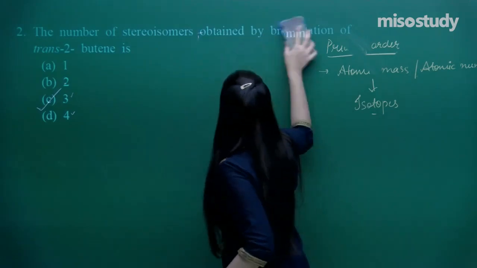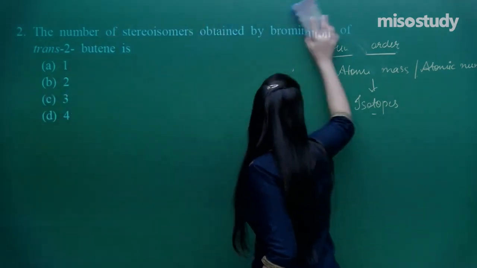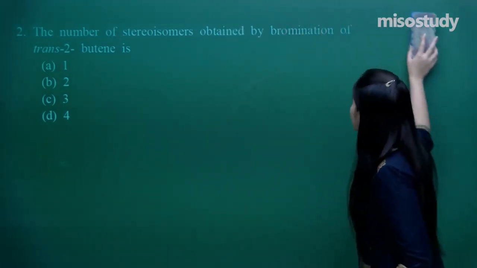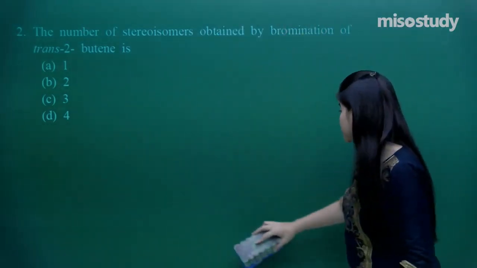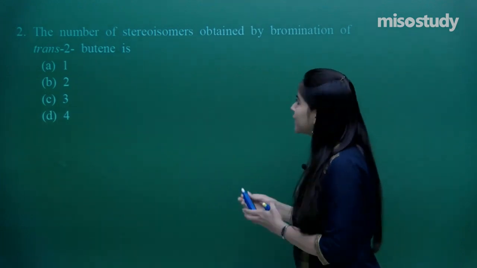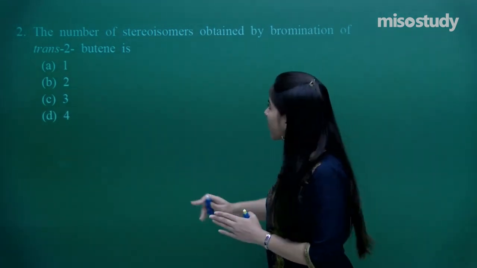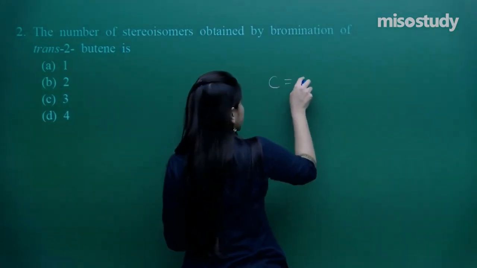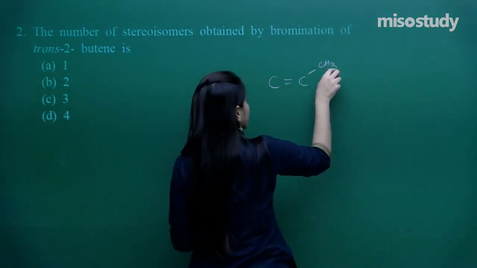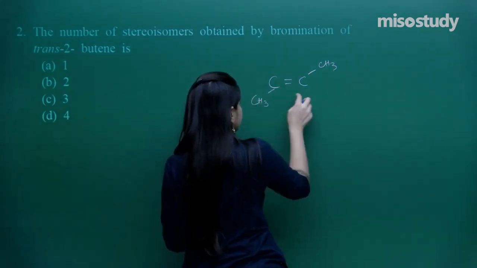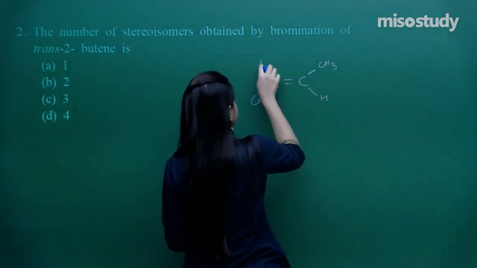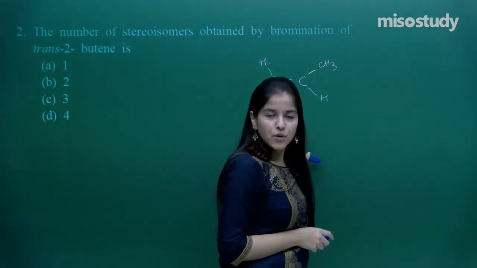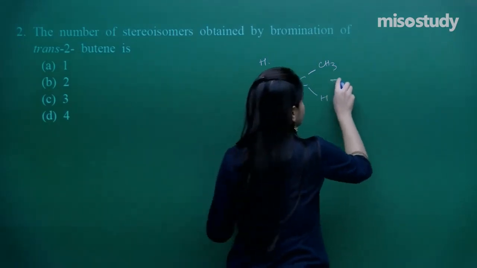So let me just rub this off. A very simple question this is. The number of stereoisomers obtained by the bromination of trans-2-butene. So I need to brominate what? Trans-2-butene. So I need to have a bromination of this very compound. In the case of bromination, what is the product? So I need to brominate this.